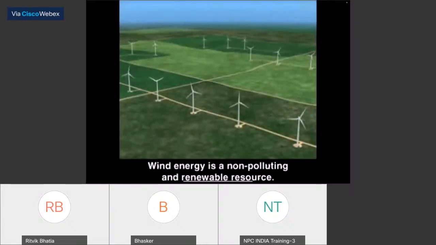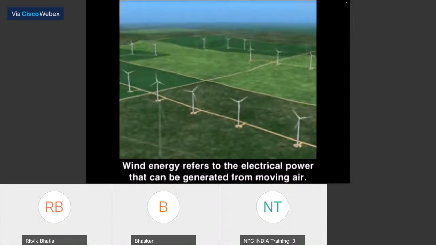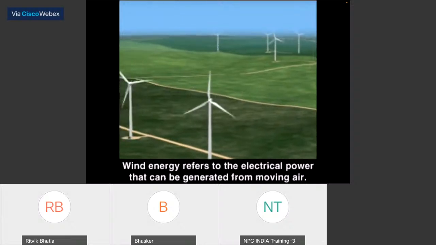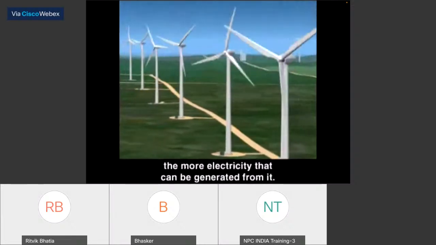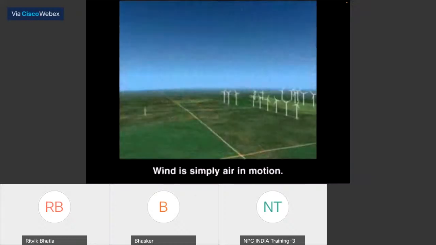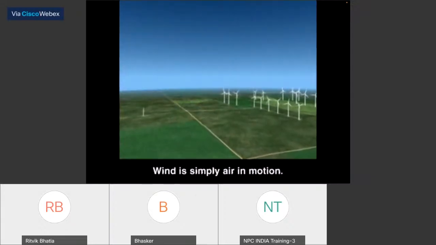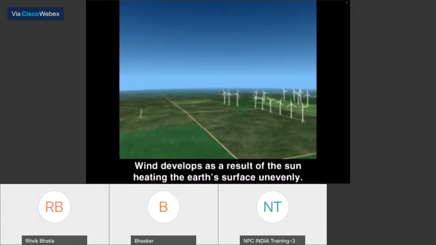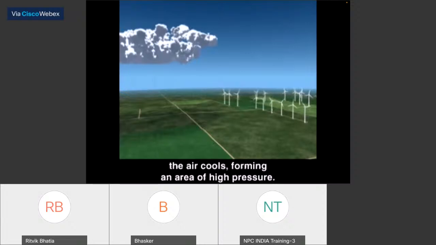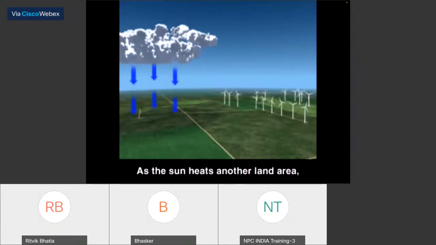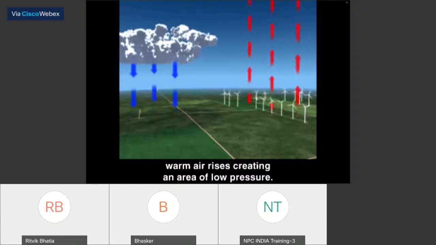This is the wind power. Just see this. This is a wind farm. This is of 1 megawatt. This is the cycle which is coming up. Air cycle.